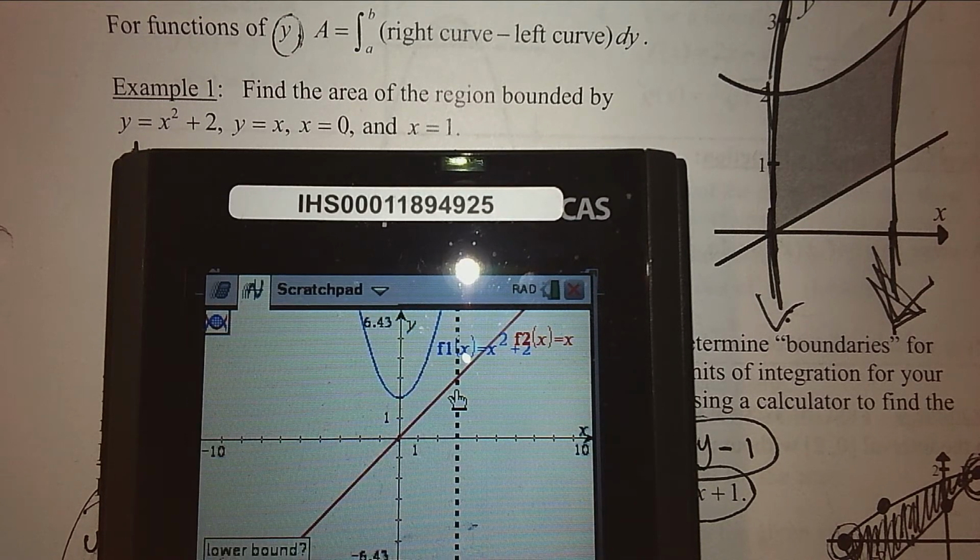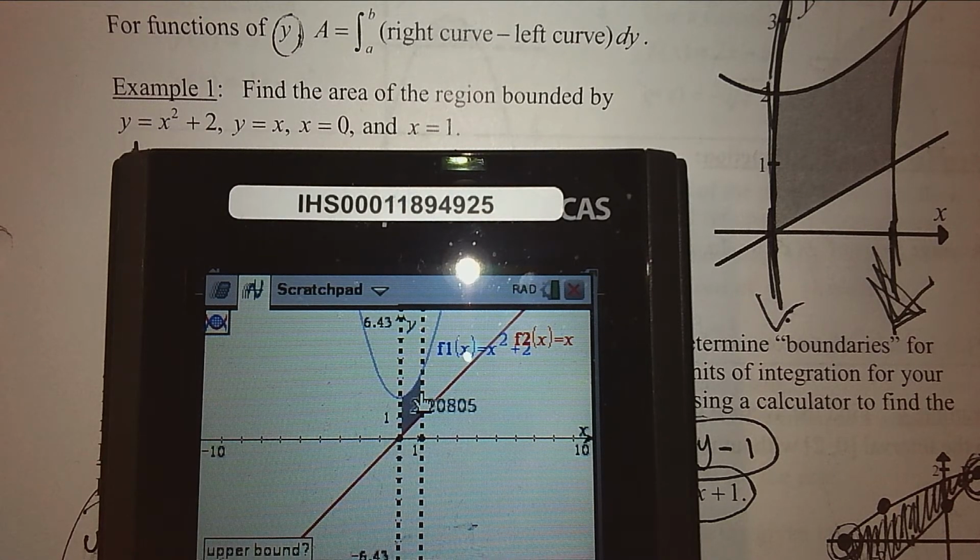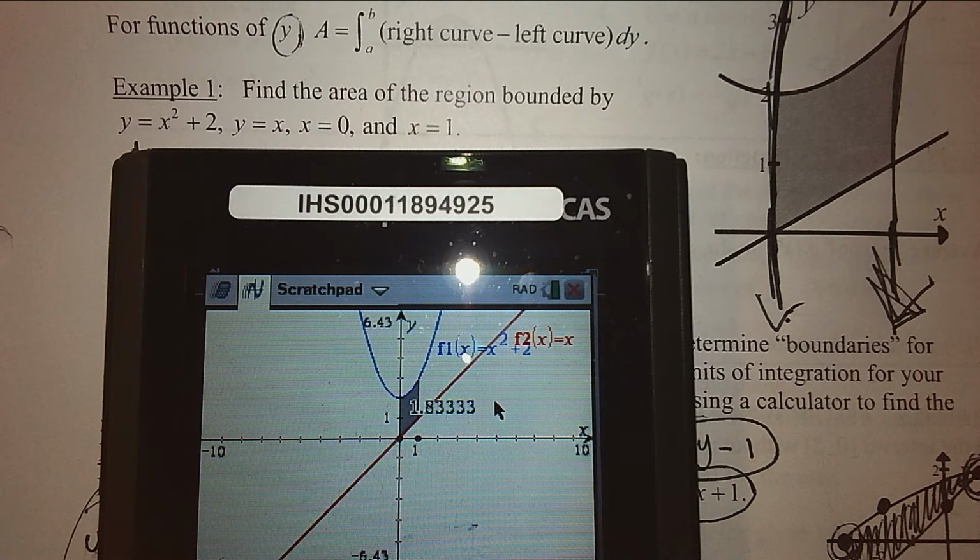And then we're going to move. Now you can move it with the touchpad, or you can put in the numbers. So I'm going to put in the numbers, 0, and then Enter. And then the second, the upper bound was positive 1, and Enter. And then it will find the area. Do you see that shaded part there? The area between the parabola and the line. And it was 1.833 repeating, and we knew that was 11 over 6. All right, so it's good to know that you have that skill.